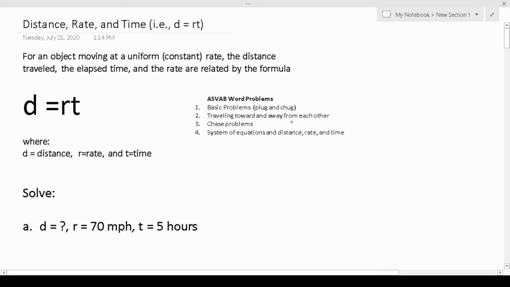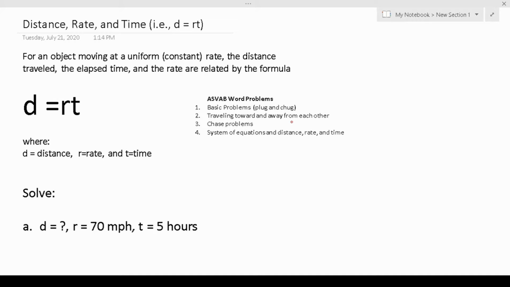In today's video, we're going to discuss distance, rate, and time, that is d equals r times t, which is something you have to know in order to be successful on the arithmetic reasoning subtest of the Armed Services Vocational Aptitude Battery. More specifically, this video is going to be broken down into two parts, more or less.